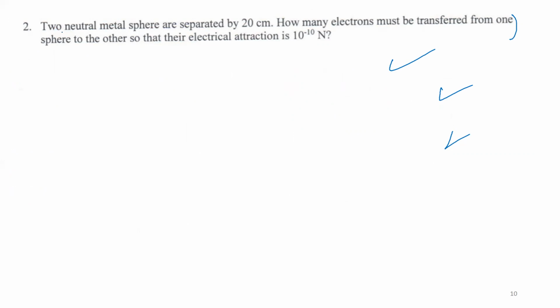So we have two neutral metal spheres that are separated by 20 centimeters, 0.2 meters. How many electrons must be transferred from one sphere to the other sphere so that the electric attraction is 10 to the power minus 10 Newton? At the beginning, they were neutral, so the electrostatic force is 0.